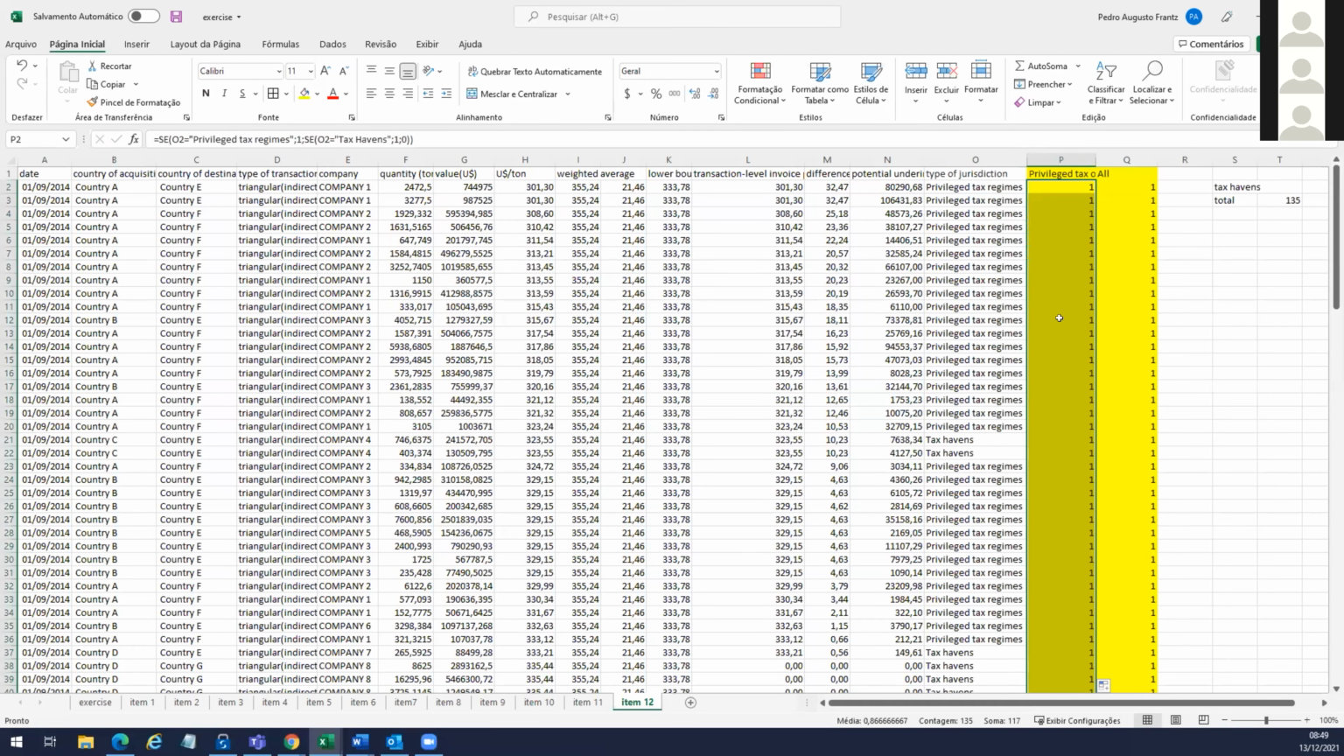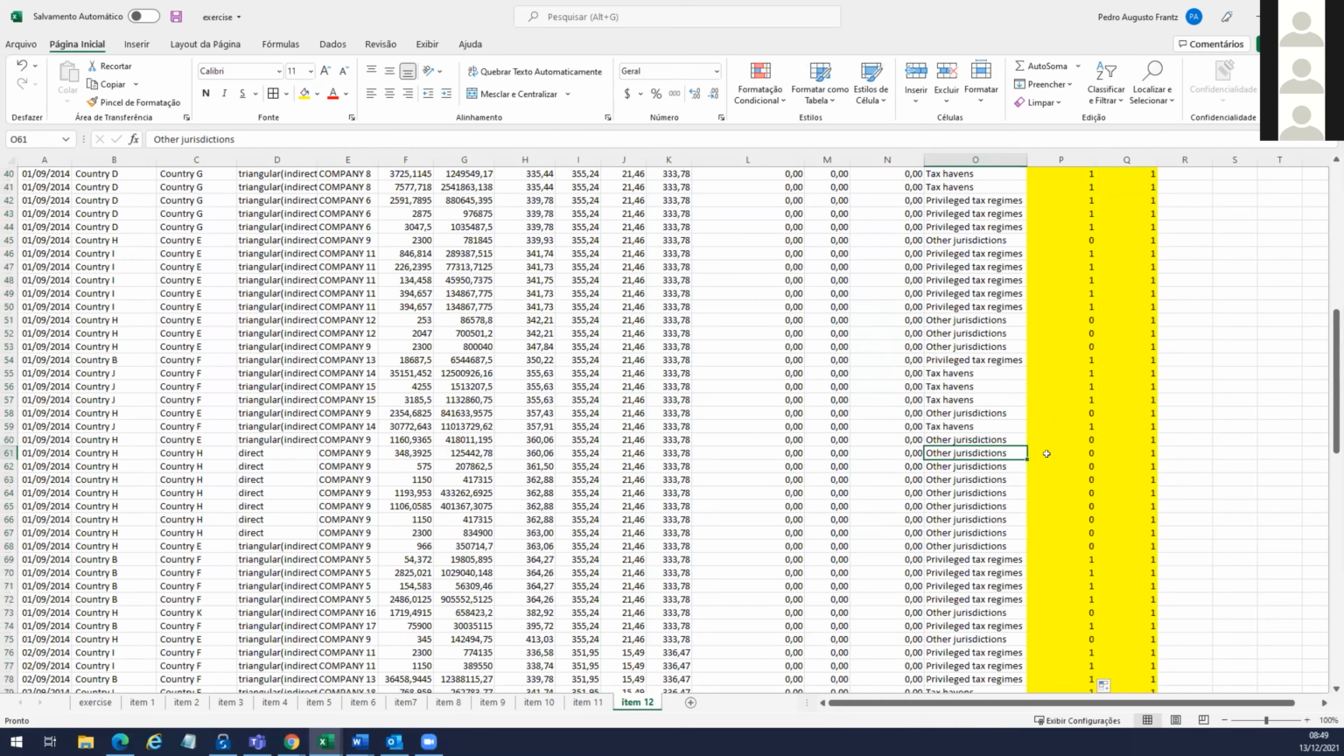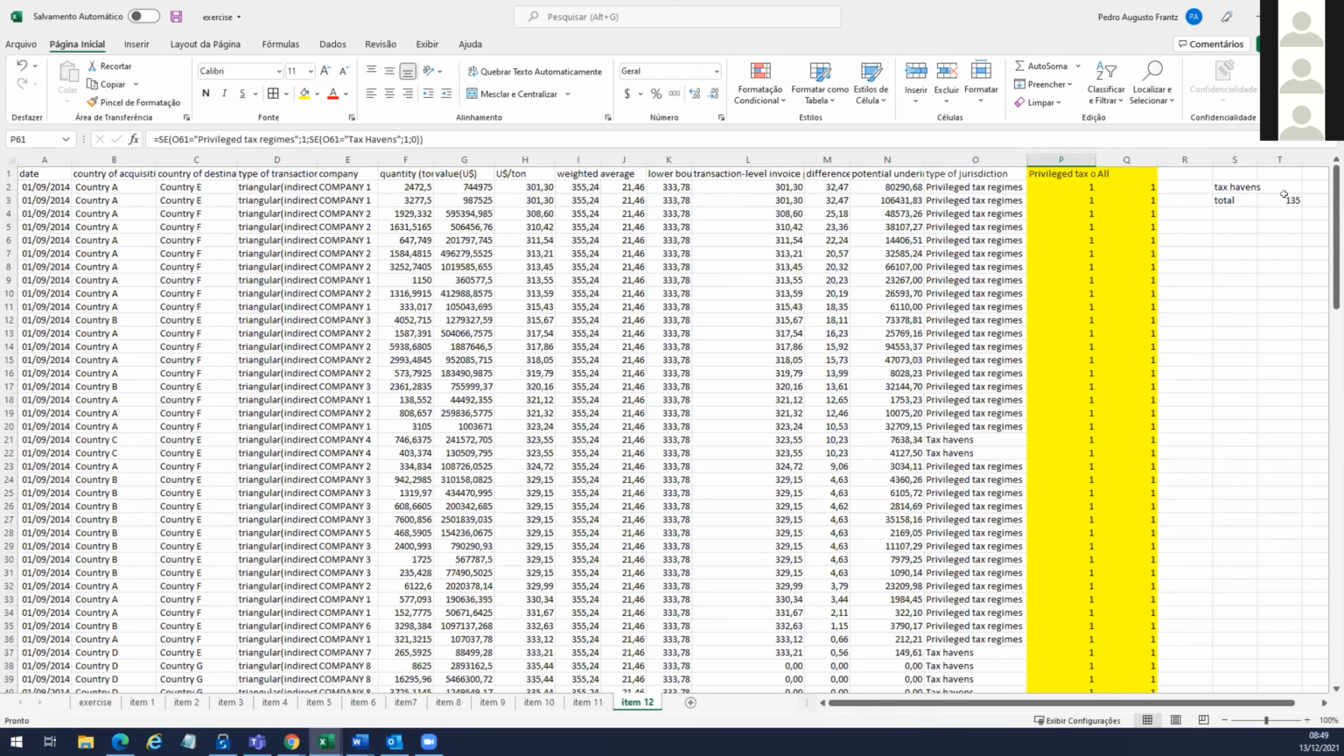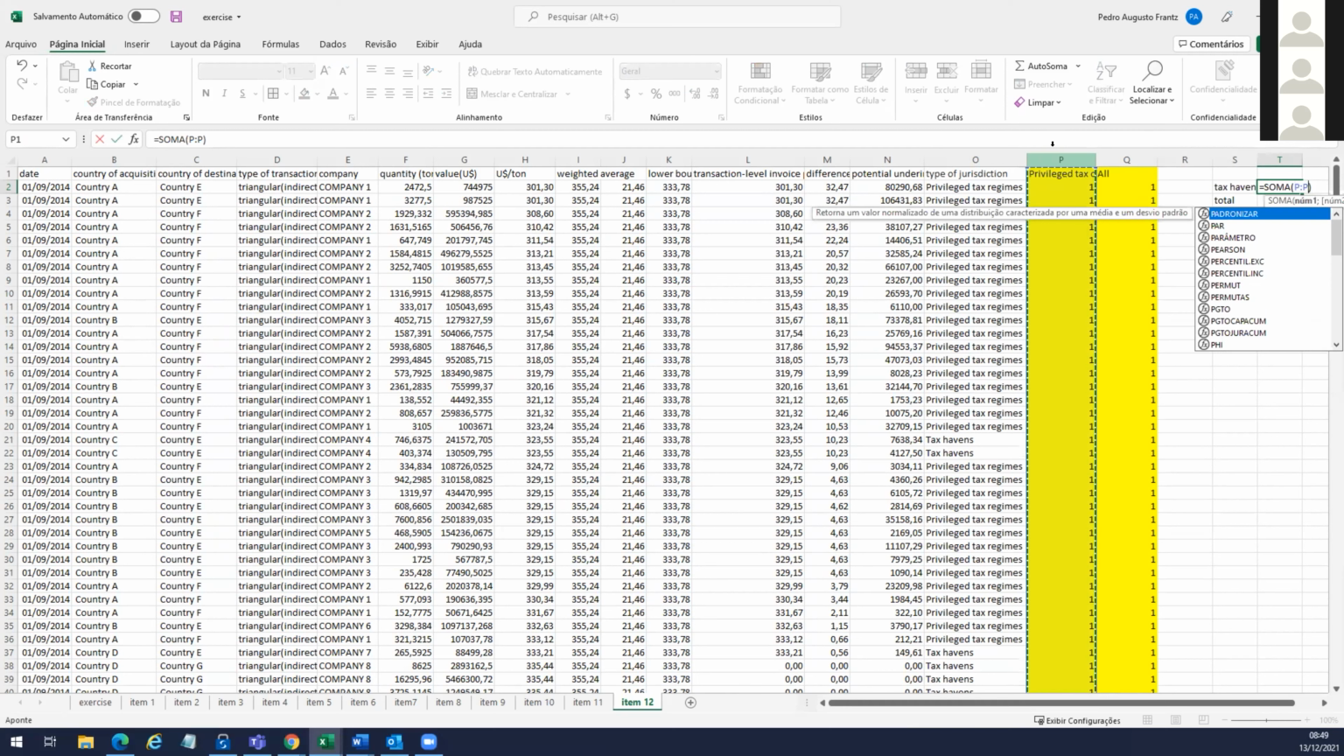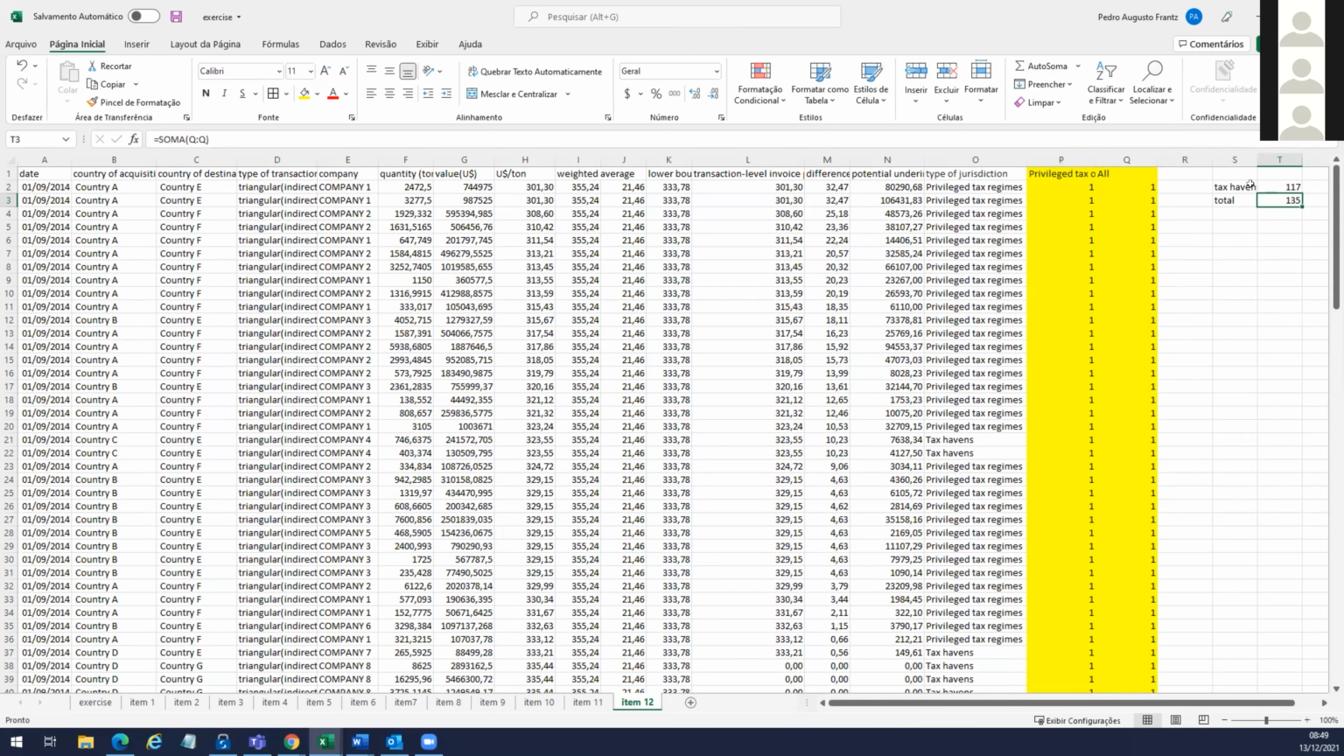Let's replicate the formula. Other jurisdictions 0. Okay. Now we sum this column. We have 117 tax havens and privileged tax regimes. This represents this by this, 86.7% of our operation. Most of the operation is with these privileged tax regimes or tax havens. It is from this type of commodity that we are working. And the last question, I think Luciana will answer.